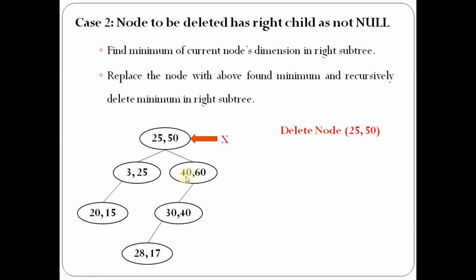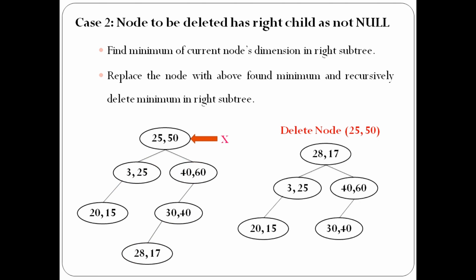The x values in the right subtree are 40, 30 and 28. Of 40, 30 and 28, the minimum is 28. So we have to replace 25 comma 15 with our new node, that is 28 comma 17. So the final tree after the deletion of the node 25 comma 15 is: we have replaced 25 comma 15 with 28 comma 17 and the remaining tree is as it is. This is the second case.